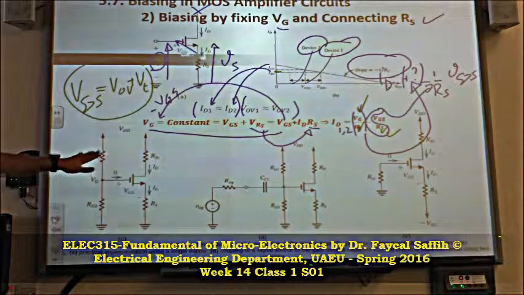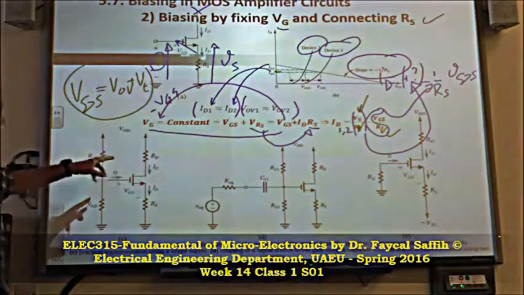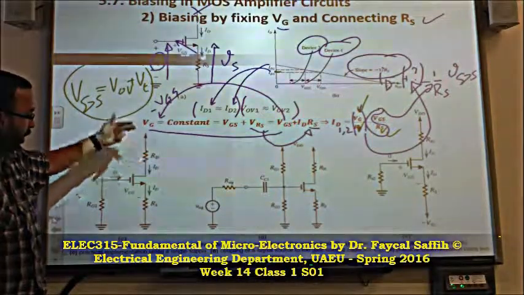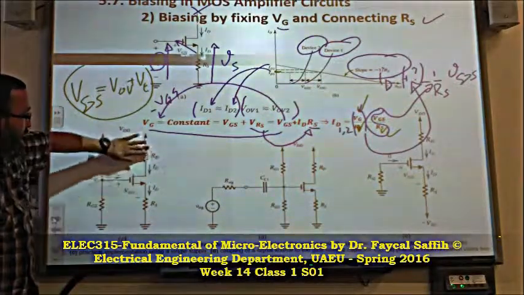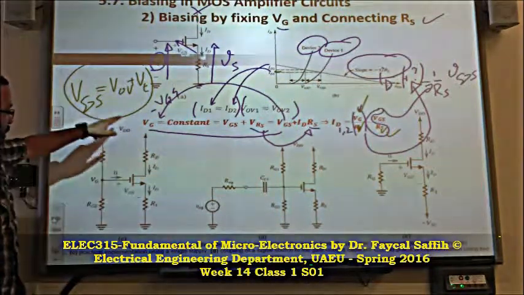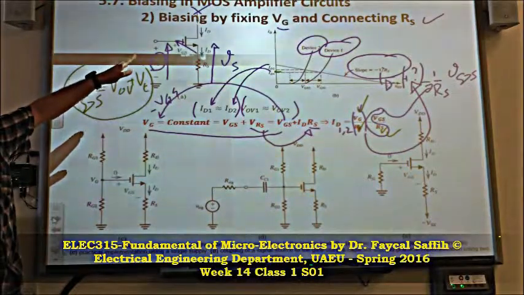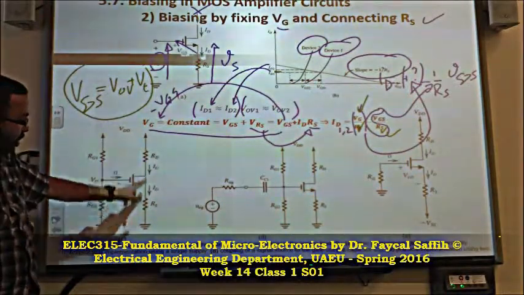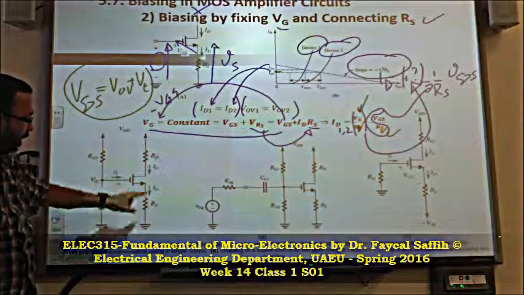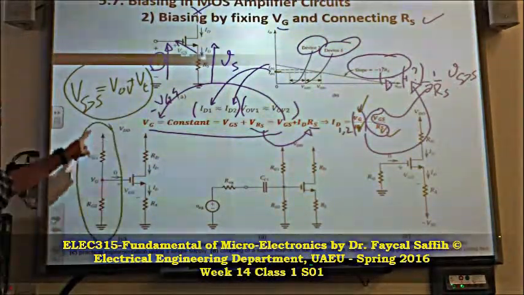So what do we have here? Here is basically typically how we do it. We have RD and RS. RD, we can put it or not, it's not really of big importance, but this is usually how we bias using this technique. We have two resistors here. What is the purpose of this?